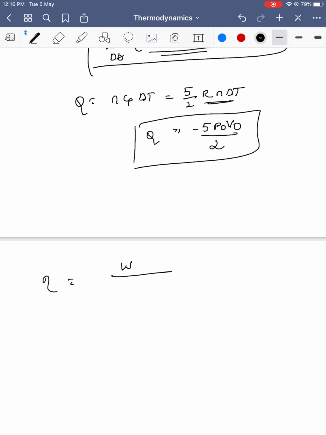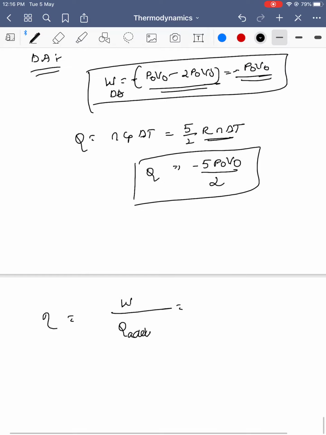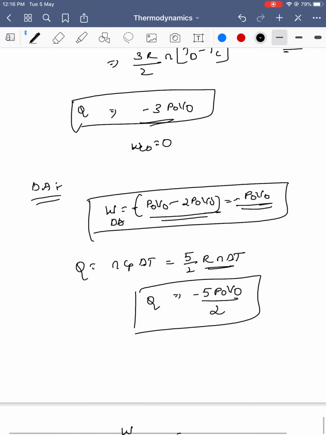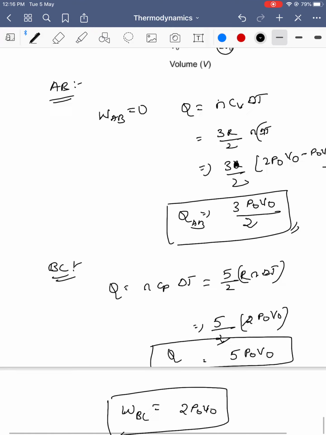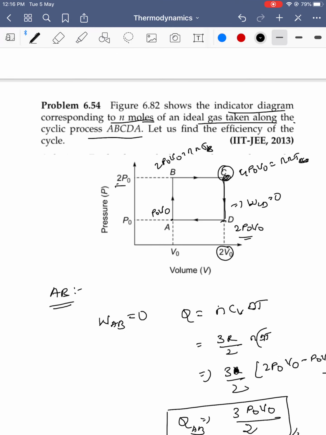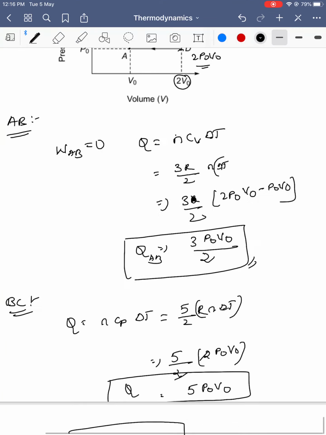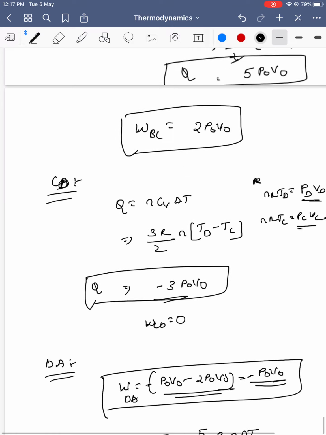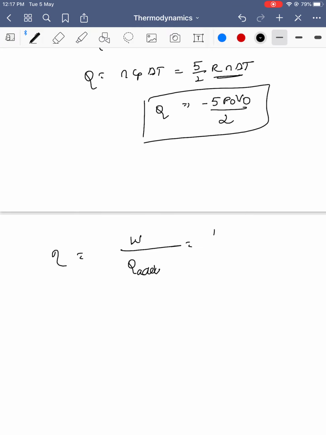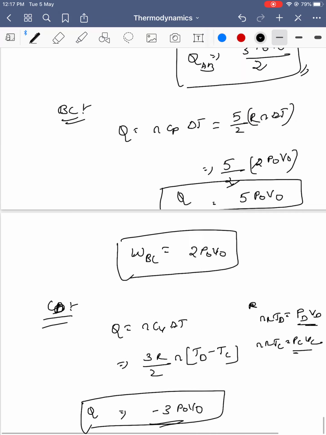total work done by Q added. Wherever Q is added, so to get the work done, we can directly say total work done is equal to the area inside this curve, which is P naught into V naught. So directly we get P naught V naught. Here is heat added, work done I am writing P naught V naught. Q added, how much is heat added?